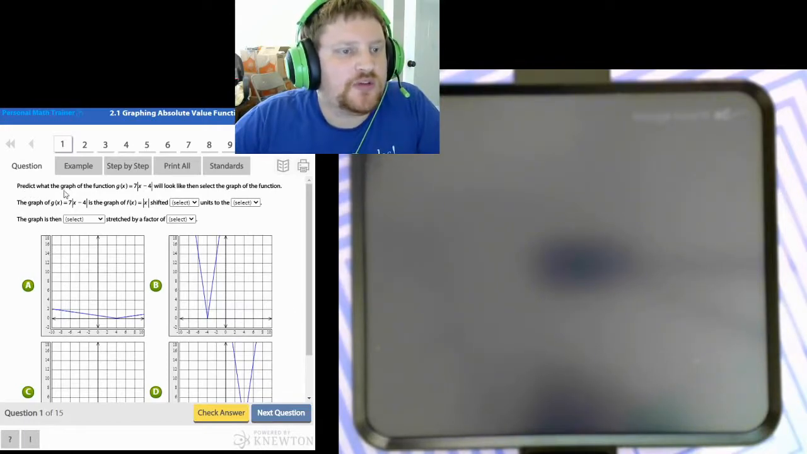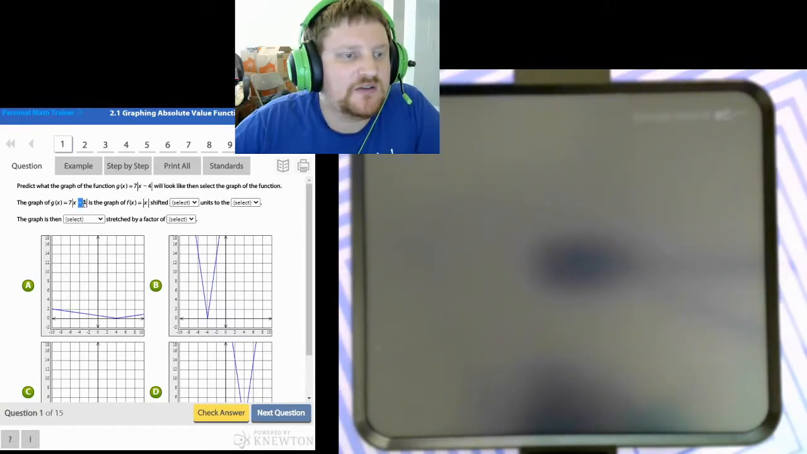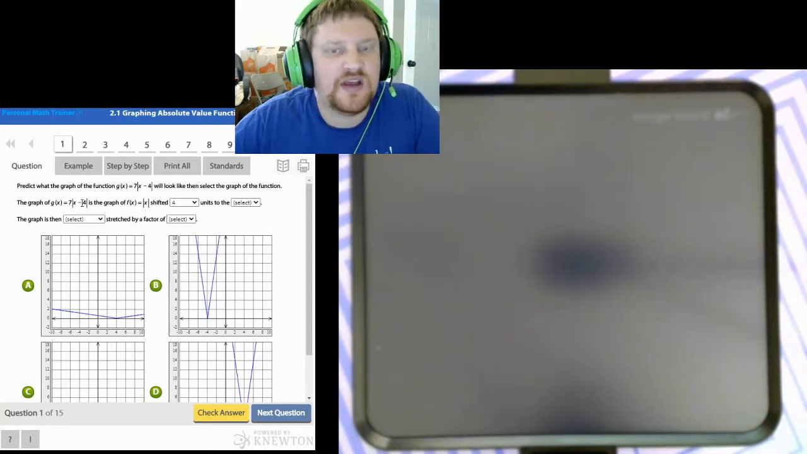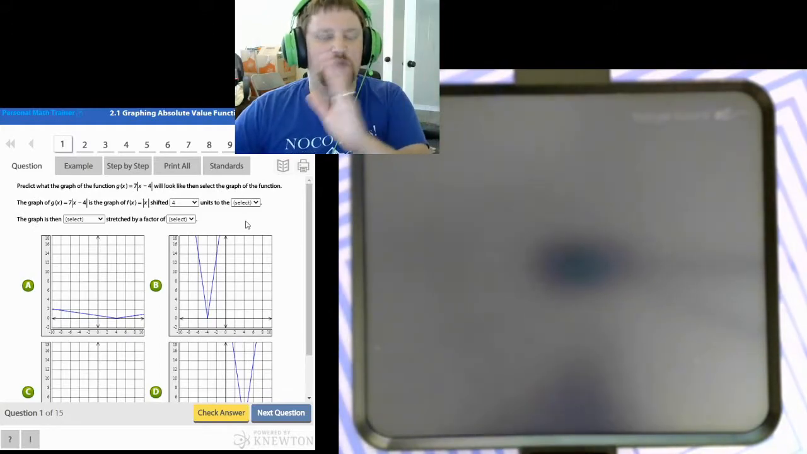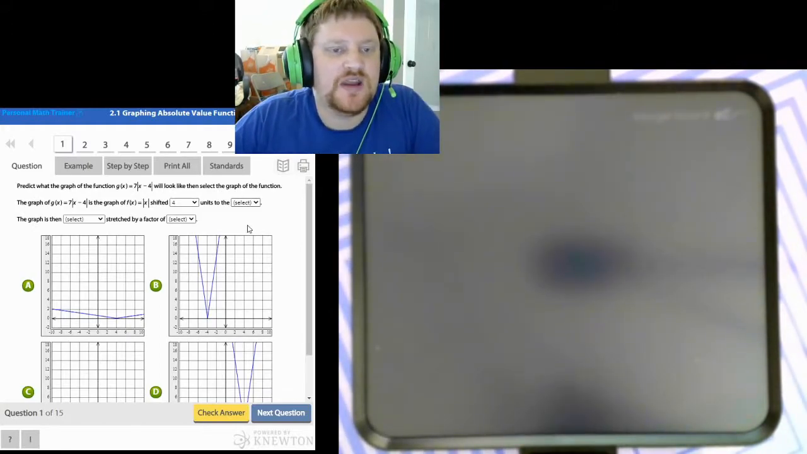This says predict what the graph of the function g of x equals 7 times the absolute value of x minus 4 will look like, then select the graph of the function. So we know that they're asking about how it's shifted, and we see that we have a negative 4 on the inside. So it is shifted 4 units, and because it is inside, we know that that is left, right. Because it's negative, that sounds like left, but because it's on the inside of the parentheses, it's backwards of what we think. So negative is going to be to the right. So we're shifted 4 units to the right.